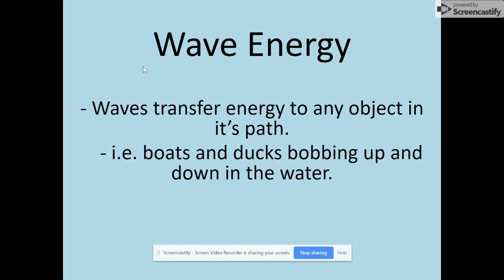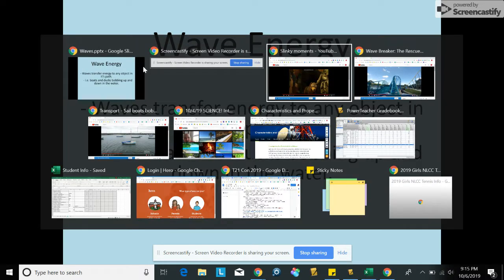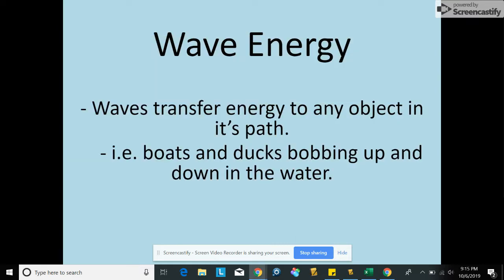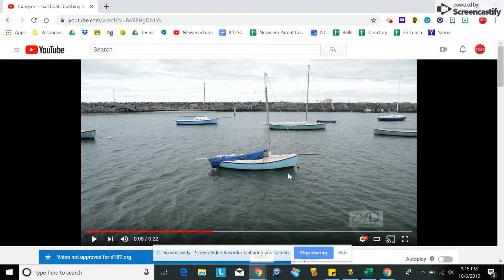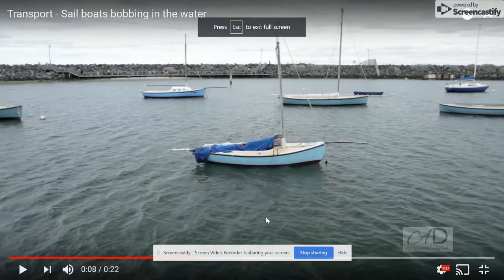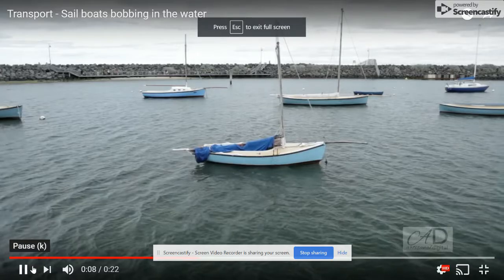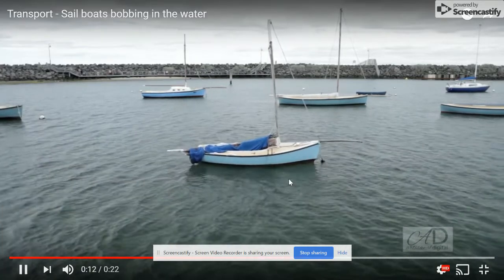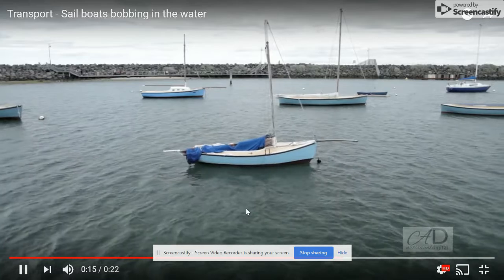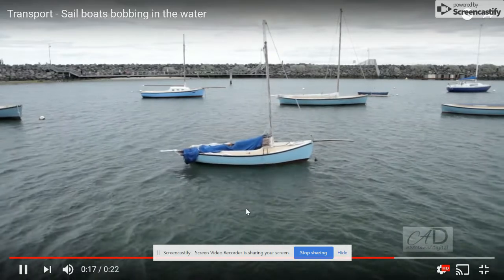Okay, so writing this down as well, waves transfer energy to any object in their path. And so this is like boats or ducks bobbing up and down in the water. Let's take a look at what that looks like. Got some boats right here. I'm going to blow this up. So we can see as these waves are coming by, you can see the water moving and the boat rocks back and forth. So that is in fact waves as we're seeing them moving.